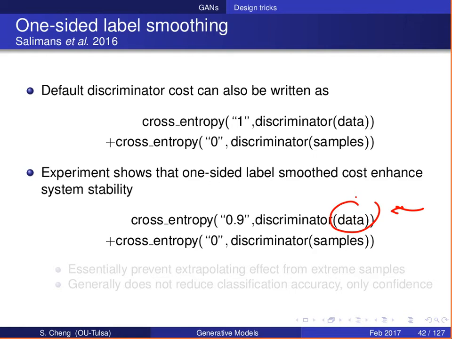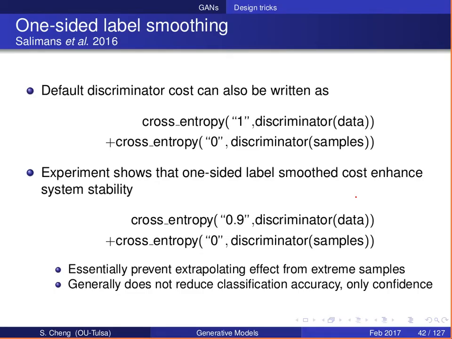We do that because it will prevent problems from some extreme samples, because even though you have genuine samples, some of the samples may look kind of extreme. For example, if you have signature recognition, my signature is different every time, and some of them probably look a lot like fake data. So you may want to lower the confidence sometimes.